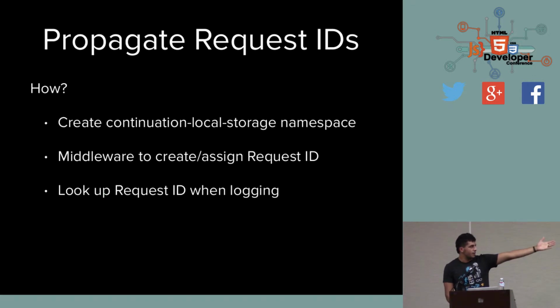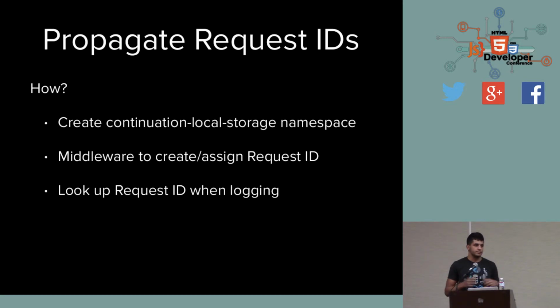You can see it's just an arbitrary string, but the first and the third log messages are related, and the second and the last one are related. Sure. So how do you do that? We're going to do that in 3 parts. We're first going to create a continuation local storage namespace.